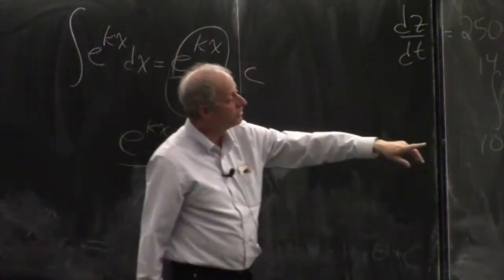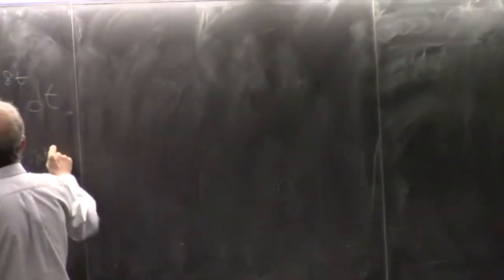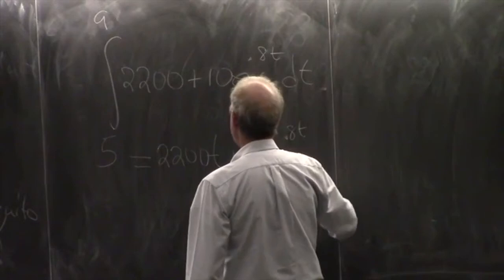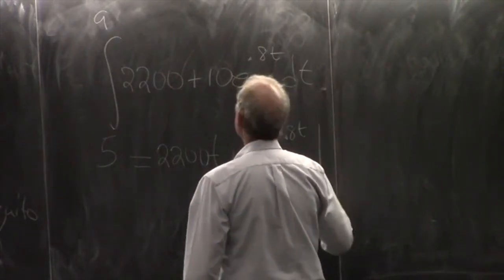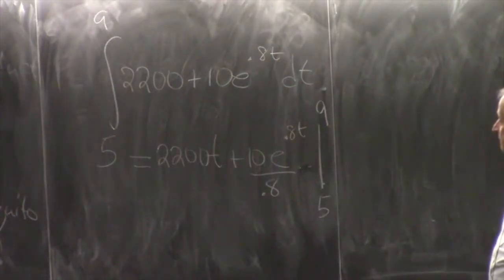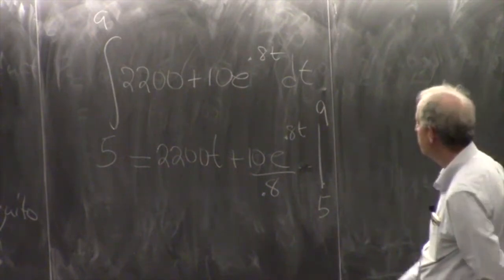Okay? So here, we get 2200t plus 10 e to the 0.8t over 0.8, from 5 to 9. 0.8 is 4 fifths, right? So you should be able to do that.